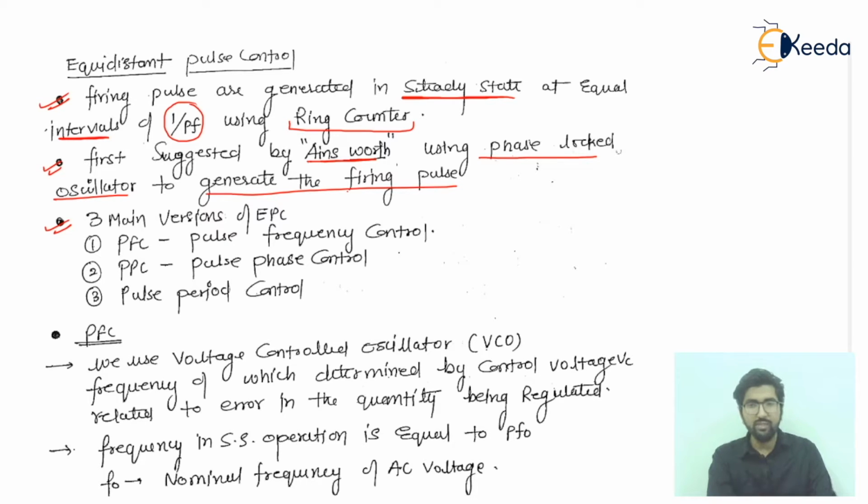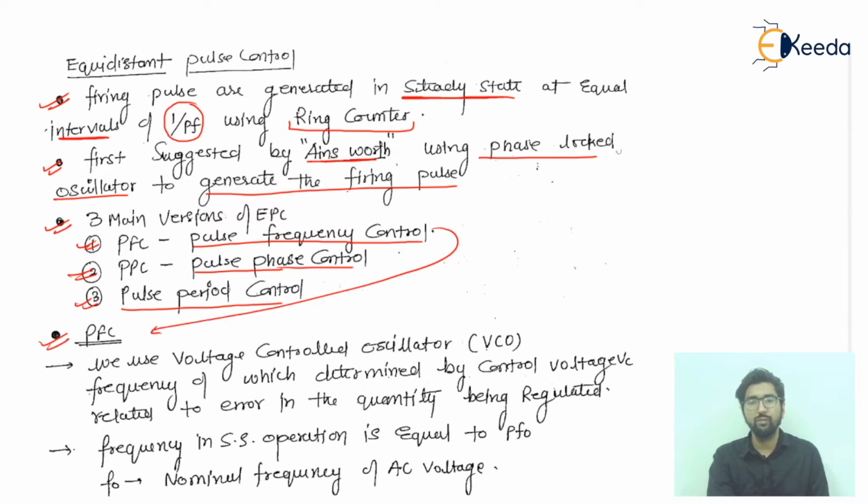The first one is the PFC, that is the pulse frequency control. The second is the PPC, that is the pulse phase control. And the third is the pulse period control. Now I will start with the PFC, the pulse frequency control.